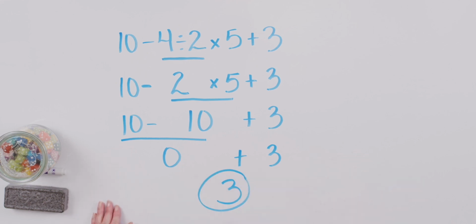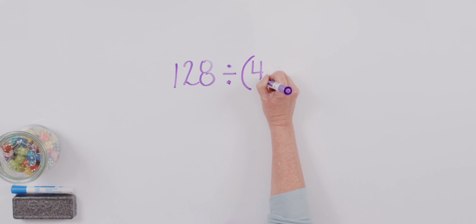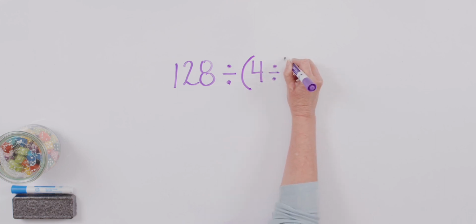We're going to play with a few more of them. All right, now this one's going to be a little bit different in the fact that we're going to include some parentheses. So if I had 128, I'm going to divide it by parentheses, 4 divided by 2.